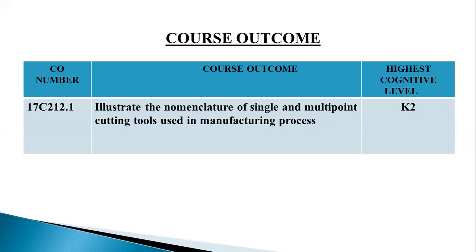The course outcome of the subject. From this course outcome, this unit is to illustrate the nomenclature of single and multi-point cutting tools used in manufacturing processes. From this unit, we will be able to study the nomenclature of single and multi-point cutting tools used in various manufacturing processes.